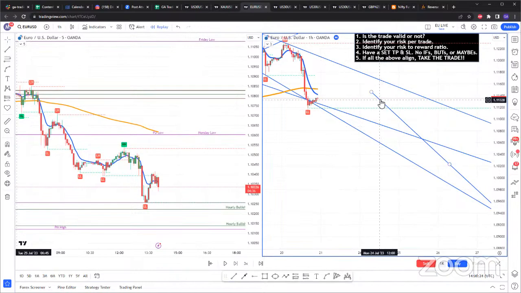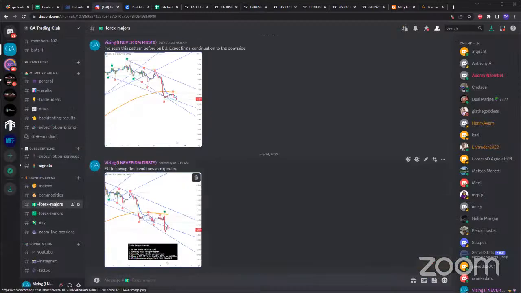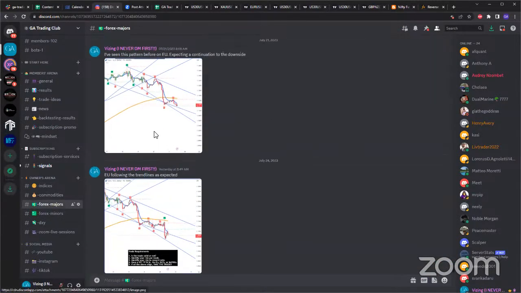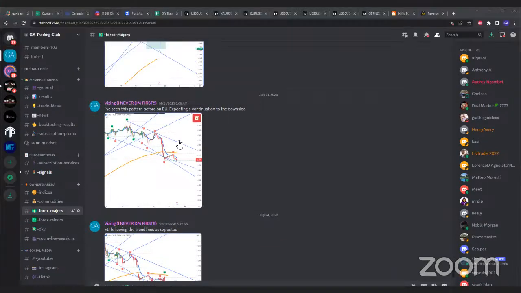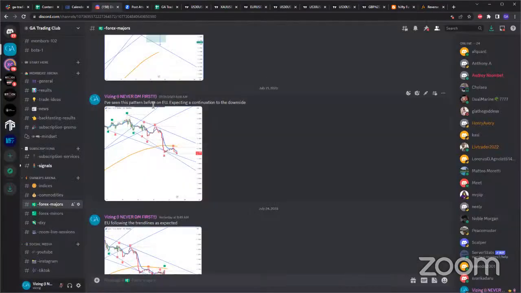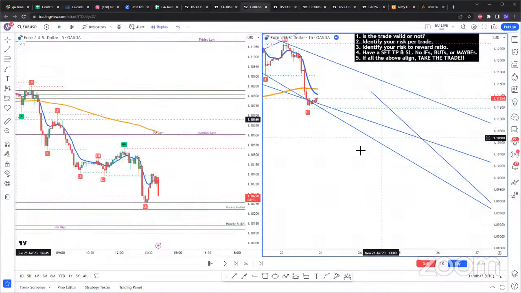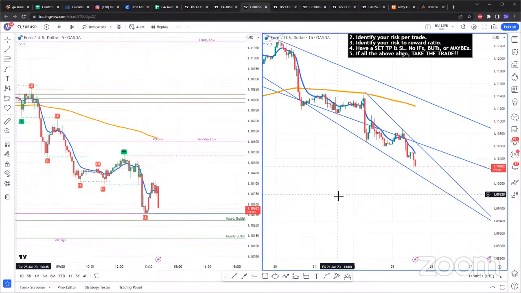So I hadn't drawn this trend line here, but I mentioned to you guys, if you go on the Discord and go to Forex Majors, you see that I sent this analysis on EU, right? And this was 721. So that was what, on Monday, or that was Friday? That was actually on Friday. So I sent this analysis on EU, and I mentioned, right, I've seen this pattern before on EU and expecting a continuation to the downside. And literally that's what EU, I'm even going to take off that replay, that's literally what EU has done.